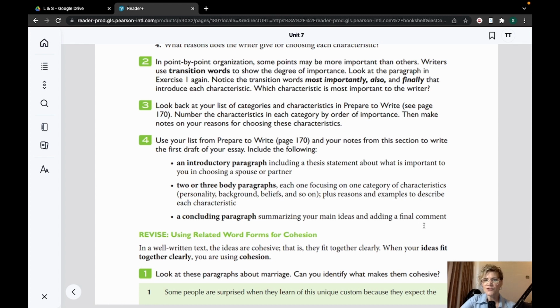Notice the transition words, most importantly, also and finally, that introduce each characteristic. Now, which characteristic is most important to the writer? So you have to go back to the paragraph on page 170. Please answer that question.